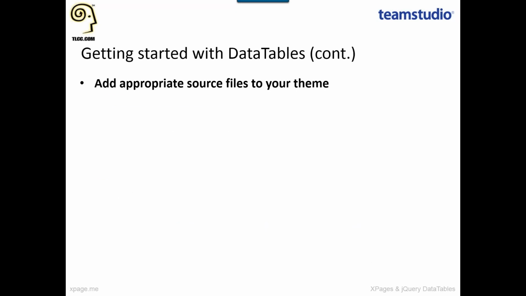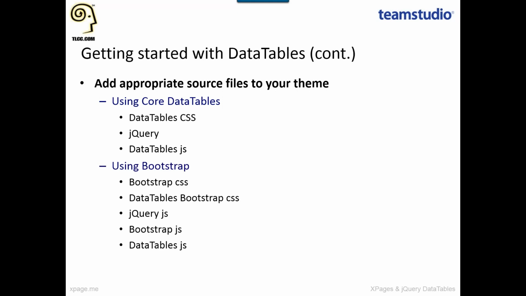Okay, so we want to add the appropriate source files to our theme. If you're going to use the core DataTables, you just need your DataTable CSS, jQuery, which you may have there already, and then the DataTables JS file. If you're using Bootstrap, again, you already have your Bootstrap and your jQuery there, so then you need to add your DataTables Bootstrap CSS, your Bootstrap JS, which again is already there, and your DataTables JS file.